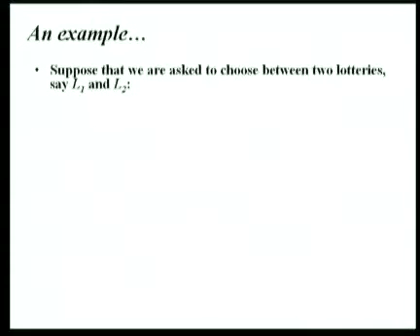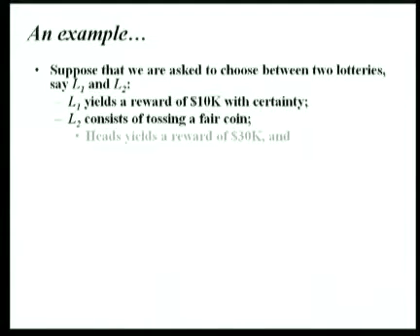Okay, let's give an example now of what we mean by one of these. Suppose that we're asked to choose between two lotteries, call it L sub 1 and L sub 2. We'll say that L1 yields a reward of $10,000 with certainty. And L2 consists of tossing a fair coin. Heads yields a reward of $30,000, and tails, you don't walk away with anything. This is a pretty good thing to get engaged in. Somebody walks up to you and gives you this deal, I encourage you to take it, because you're going to walk away with probably $10K if you choose that first lottery, and you can't get hurt if you choose the second lottery.